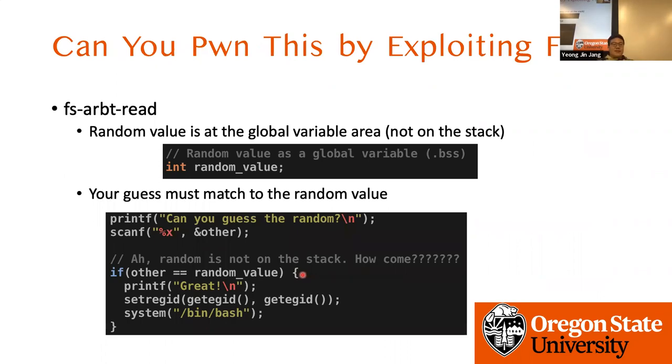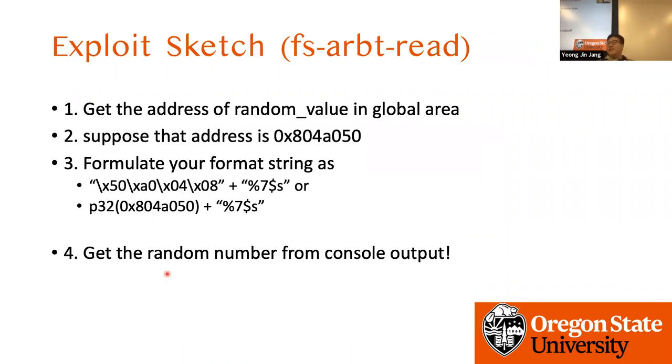So for the format string arbitrary read challenge, it stores the random value not on the stack. The random value is stored in a global variable, so its address is 8048 something, not the stack address at all. And then you need to guess that random value. How you can solve that is to get the address of the global random value. Suppose that address is this one. Then you put this address in little endian at the end, 50A00408, calculate the argument position, and try to leak that with %7$s. You can easily do that using pwntools, using p32 on the address, and then attaching the directives. Then read the console output, and you can get that random value.